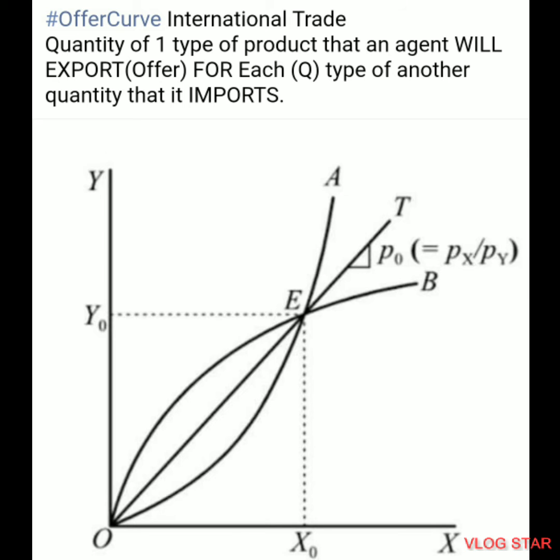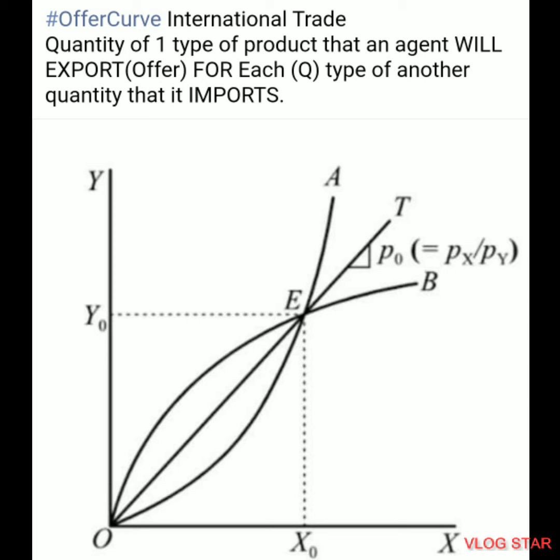The offer curve was propounded by Edgeworth and Marshall. We can understand international trade by the offer curve. The offer curve is derived from countries' production possibility frontier. The offer curve shows all pairs of imports and exports implied by the production possibility of an economy and indifference curves. It is also called the reciprocal demand curve.